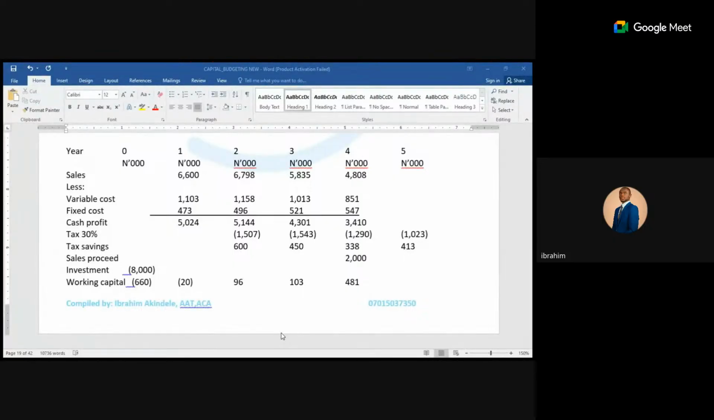Another thing again is balancing charge. Of course, it will come after the fixed cost. If it is balancing charge, of course, you have to tax it. You have to. So we have 30% on it. Okay. So what is the NPV?